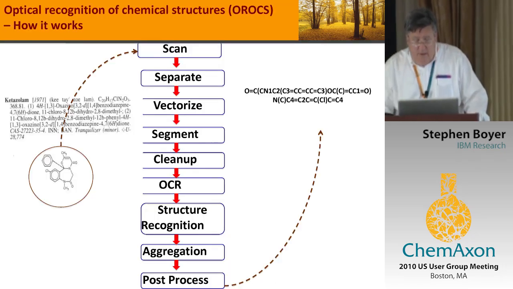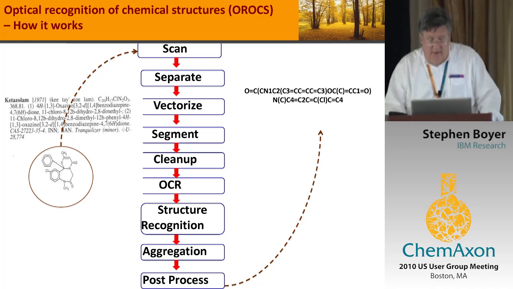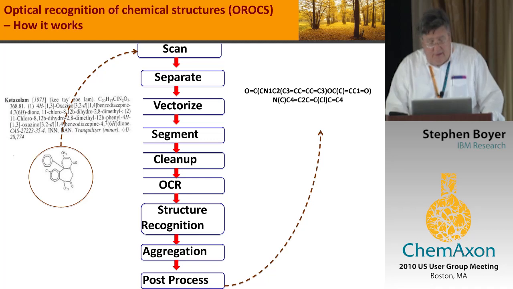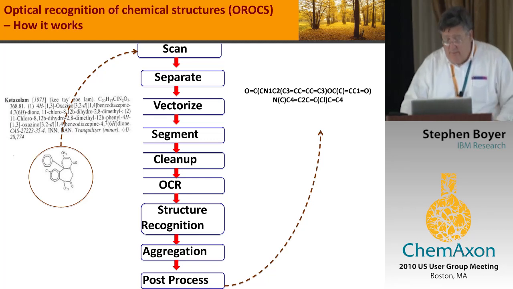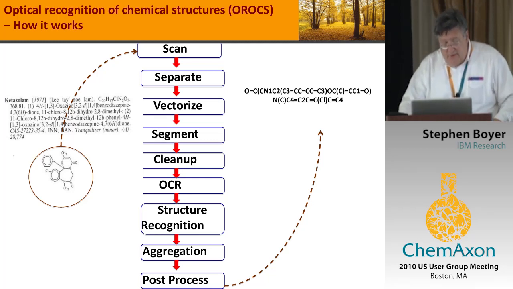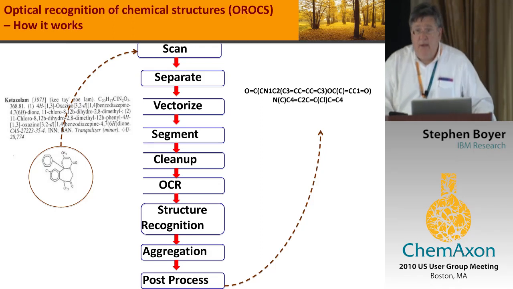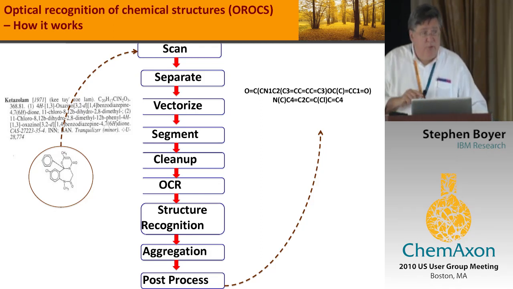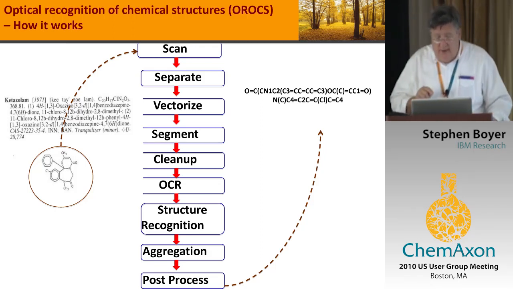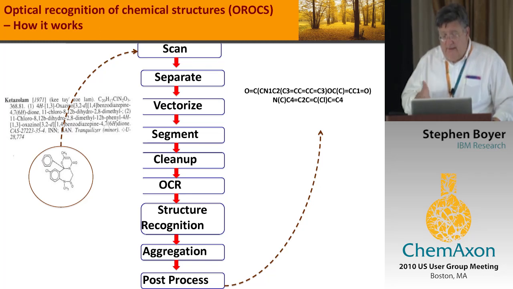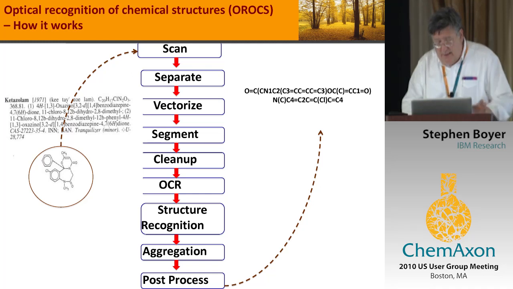But basically what this does is it takes the images from the documents, you scan them, separate them, vectorize them, segment them, clean them up. You OCR the characters within the image, and you aggregate this and ultimately end up with a SMILES string. So since we did this initial work, there have been a number of programs that enable us to scale this, and other commercially available programs that can now do this operation.